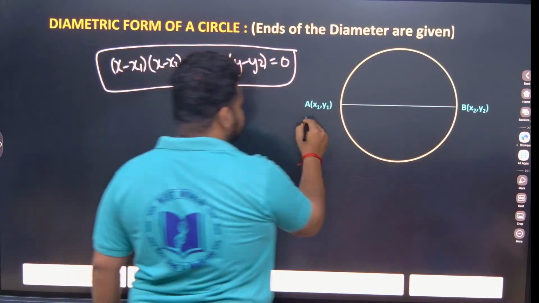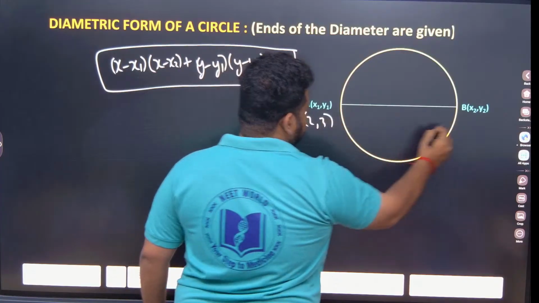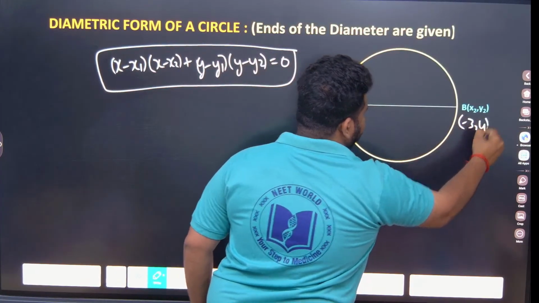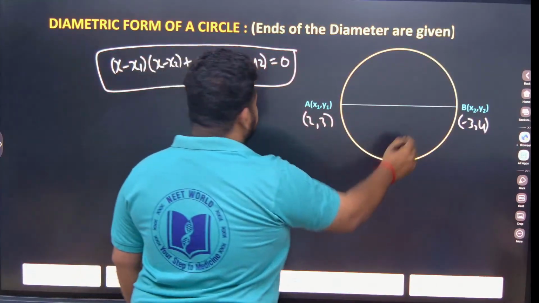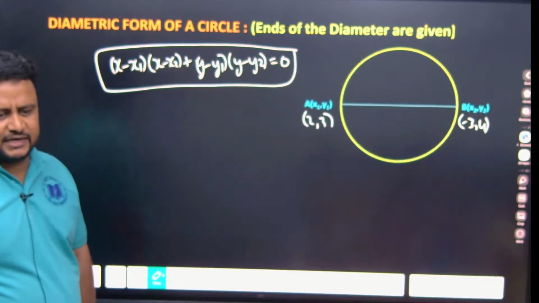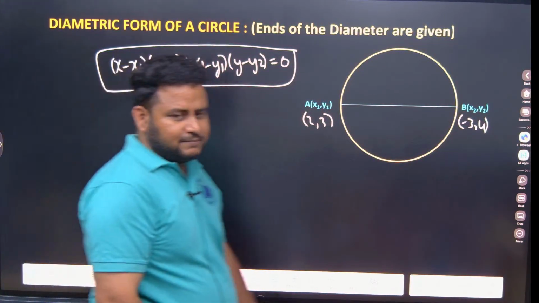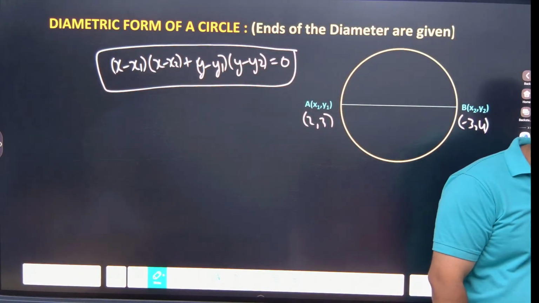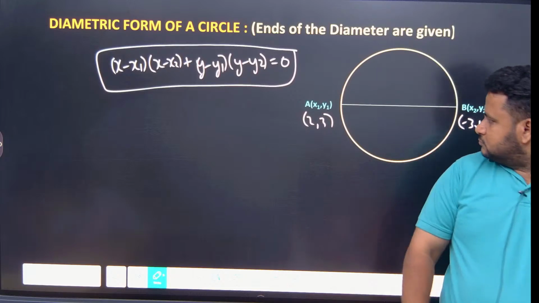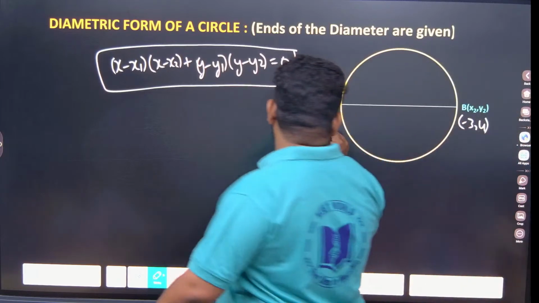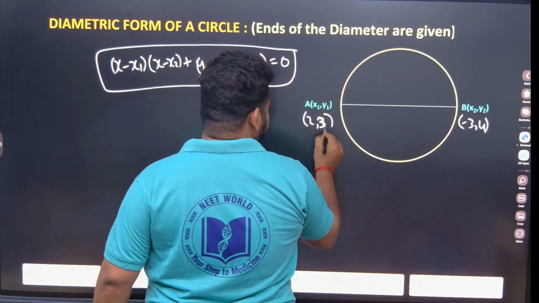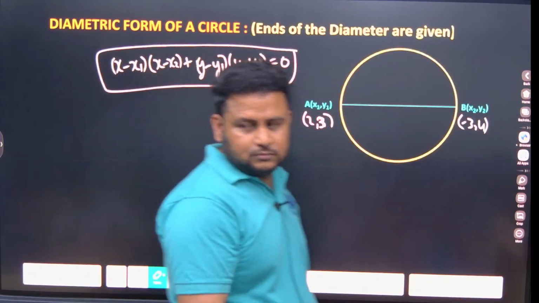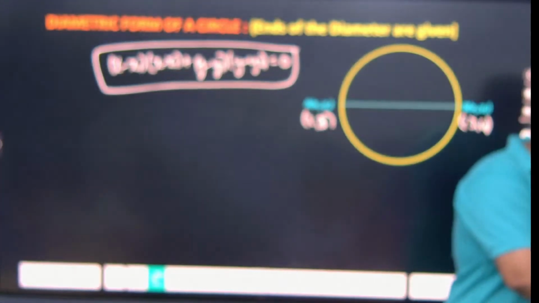Suppose I give here the ends of the diameter as (2, 3) and (-3, 4). So find out and tell me what you will get. This will be x1 y1 and x2 y2. So what will be the diametric equation of the circle? Please find out and tell me.